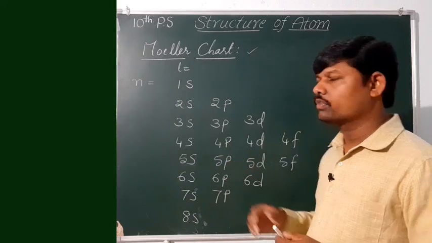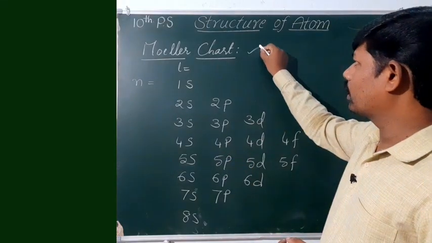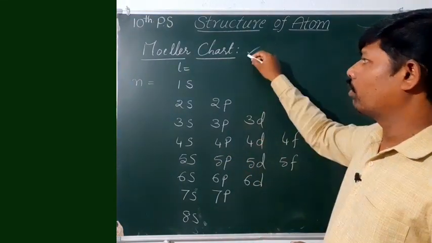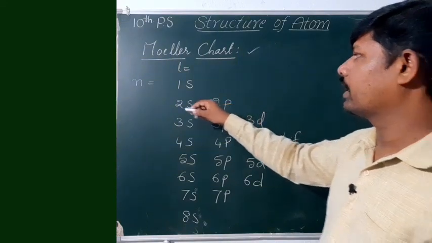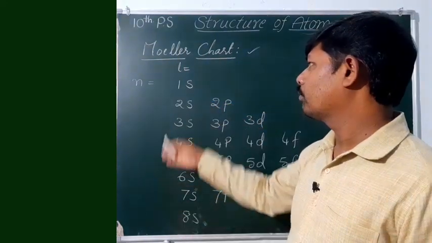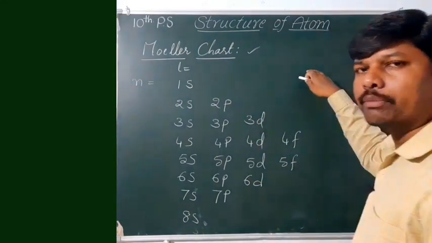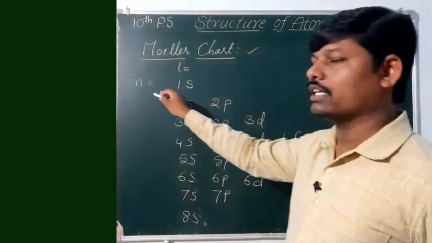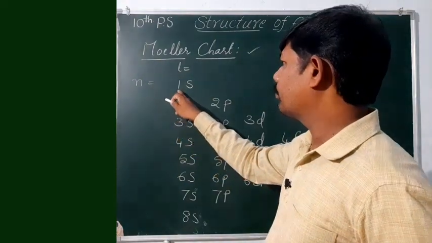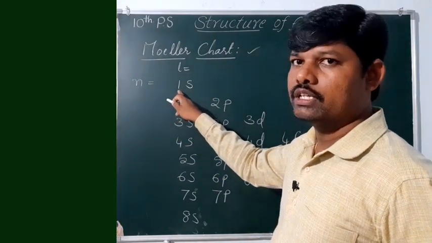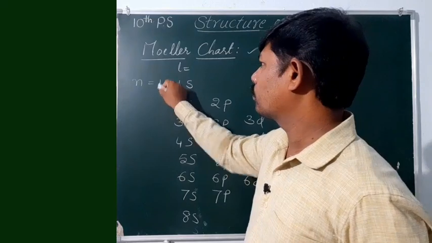What is this diagram? This diagram is about the Aufbau chart. In this chart, the n values run from top to bottom, and the side represents the l value. So let us write the n values. For example, this is the first main shell, that means 1. So that value is 1.